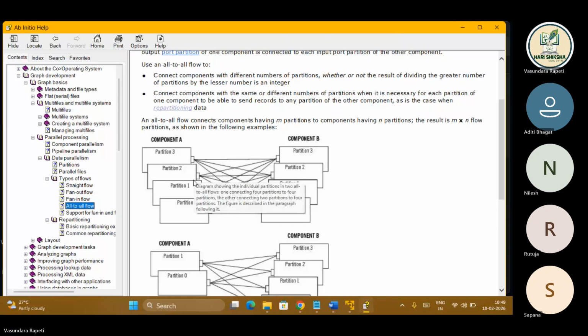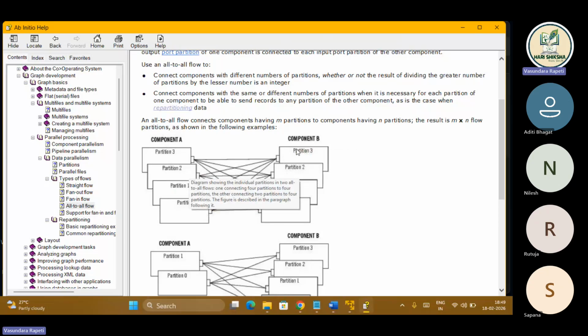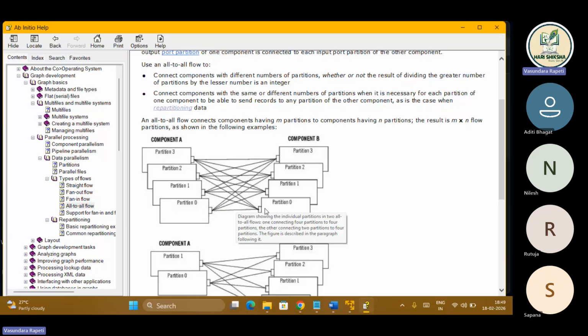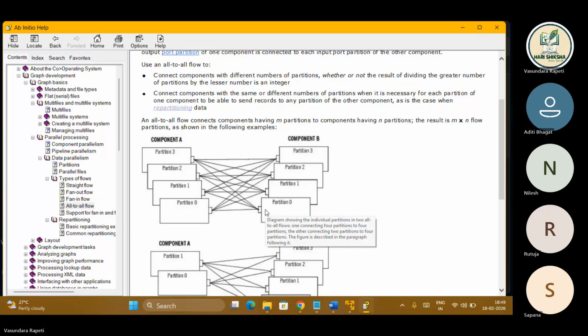And then all to all means it sends this data and makes it available on all outputs. This is also available on all, this also on all. That's why if we use a non-integer multiple, then it converts it into a broadcast.